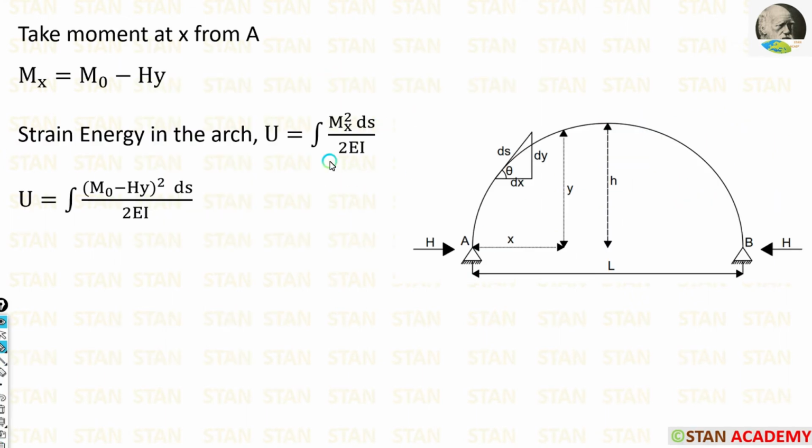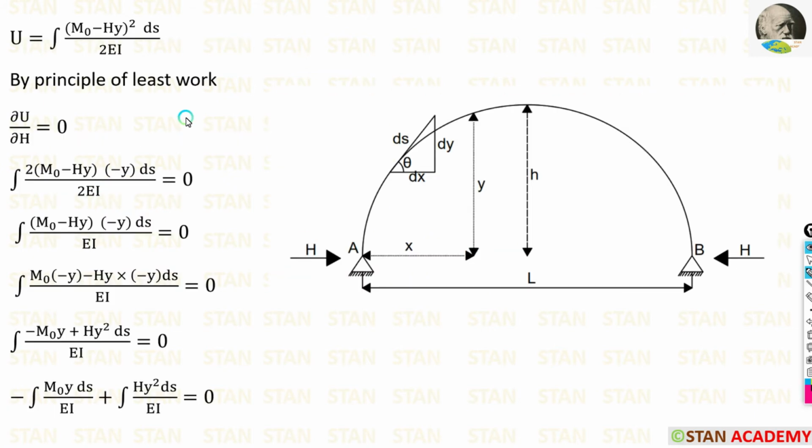We know the formula for strain energy, Mx square ds by 2EI. We can apply the value of Mx here, so it will become (m0 minus Hy) the whole square. By principle of least work, we can say that there is no settlement in the horizontal thrust. If there is no settlement, dou U by dou H will be 0. Here we have to make the differentiation. Let's see how to make the differentiation.